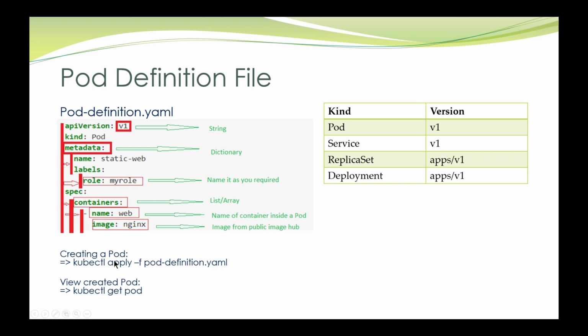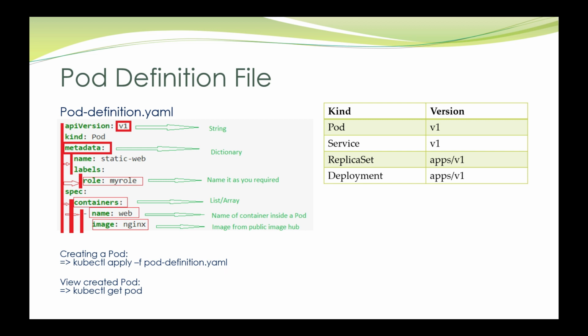When we create a pod from the YAML definition file, you just need to run kubectl apply -f, for the file, and the definition file, and when you press enter, the pod will get created.